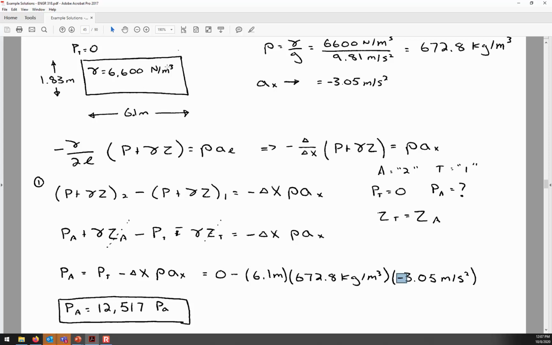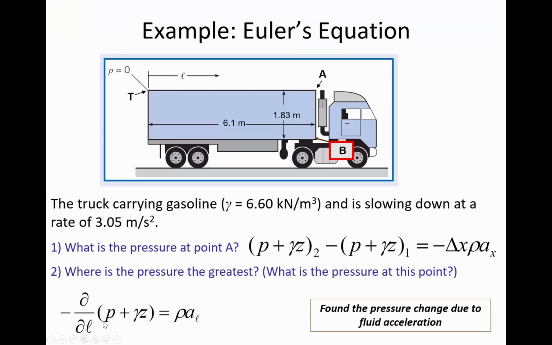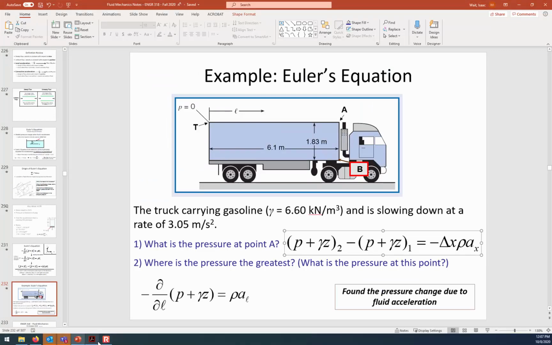So this acceleration that was happening is local acceleration. The truck's speed is slowing down. So over time, the velocity of that truck and its cargo, meaning the fluid, over time, the velocity of that gasoline is decreasing. And so that's a local acceleration that's applied in the x direction. Any questions about this first part of the example?